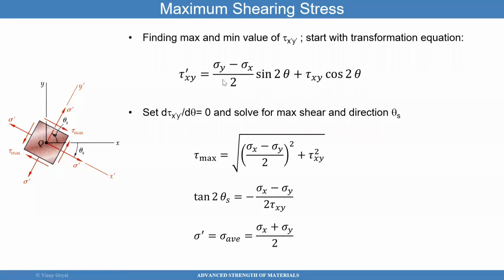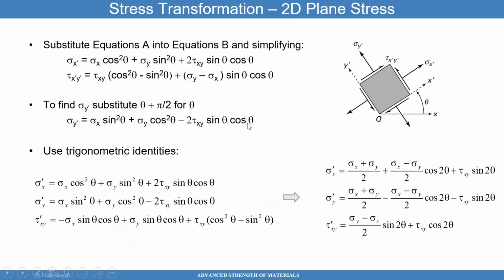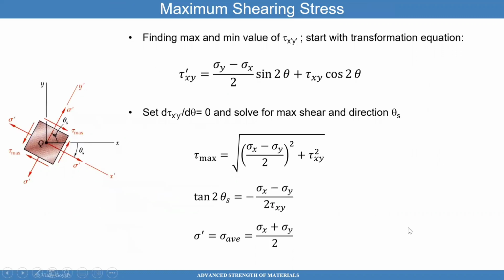We can also find the maximum and minimum value of the shear stress at the inclined plane. So you start with the transformation equation that I had here, the very bottom one. And how do I find the maximum value of tau prime? I just take the derivative of tau prime with respect to theta, which is what I've done here, and set equal to 0. That gives me tau max equals the square root of this. And then you'll find that the location when that happens is tangent 2 theta s equals this equation. And that's how you find where the maximum occurs.